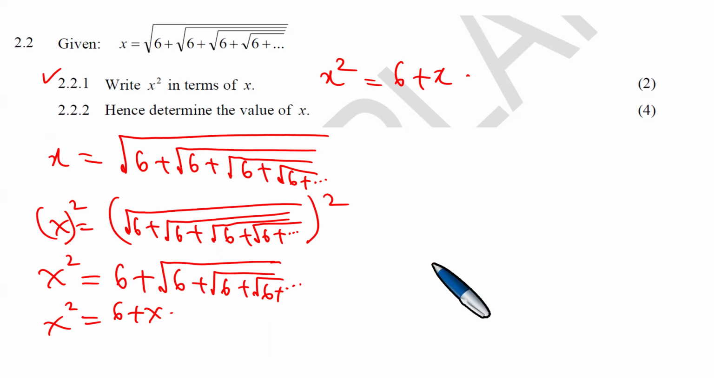Take your time to think of this, try to internalize this and make sure you understand, because the next question is just like the first, and it requires us to solve for x. Now in 2.2.2, hence determine the value of x. We want to determine the value of x in this case, and to determine the value of x, we have the following.